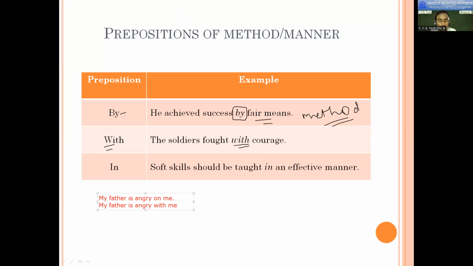So what do you think, which sentence is correct as per your understanding? First one or second one? My father is angry on me. My father is angry with me. So what do you think? What is your understanding? What should you use? Or both are correct? Or you don't know?